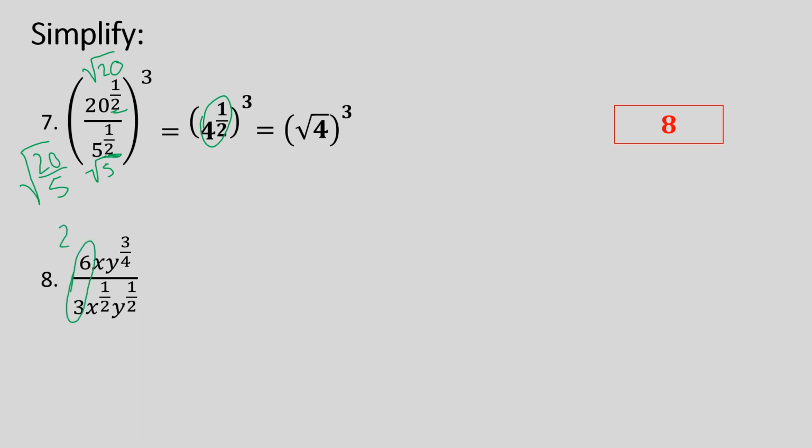That's going to be a 2. X, we have a 1 on the top, 1/2 on the bottom. We're going to subtract those, and we're going to be left with a 1/2 on the top. Okay, Y's, we have 3/4 on the top and 1/2 on the bottom. So we're going to have to subtract these. Okay, so 3/4 minus 2/4 gives us 1/4.